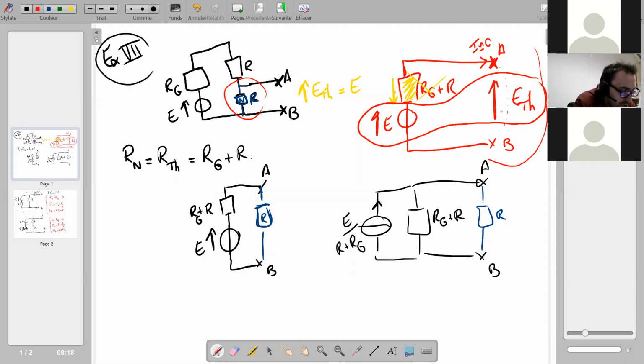You see there is no wire connection between A and B, so no current flowing, but I'm looking for the voltage between these 2 points. And at the end, I found that this voltage equals E. It's something else than 0, so it's not 0.